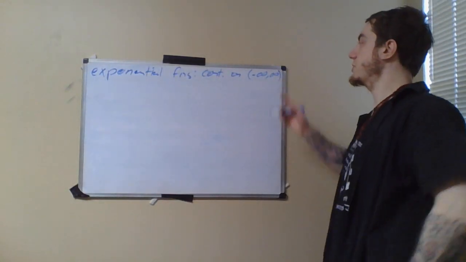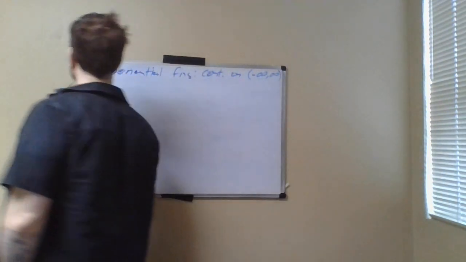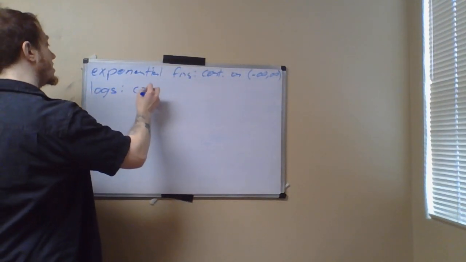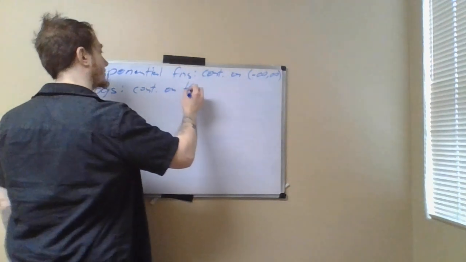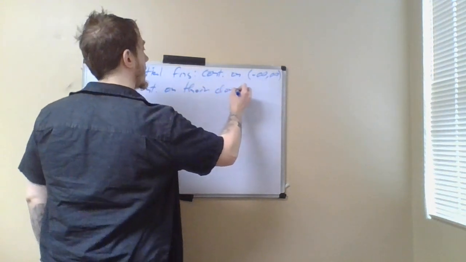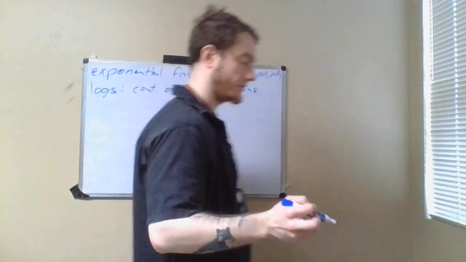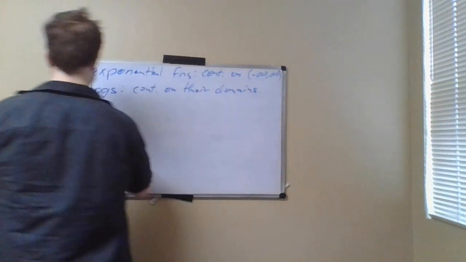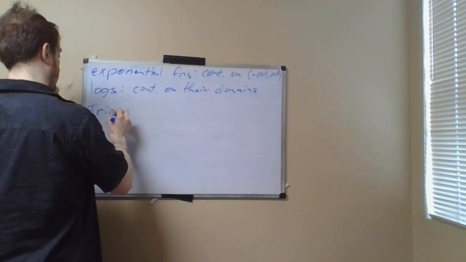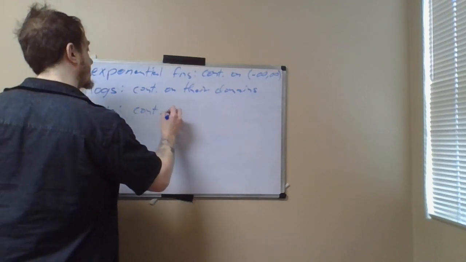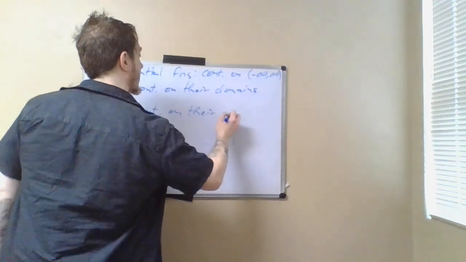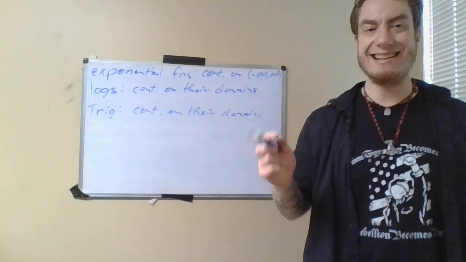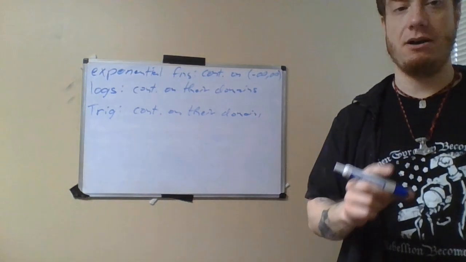All right, so exponential functions are continuous on the entire real number line. Logs are continuous on their domains. And let's see, trig functions. These are also continuous on their domains. Now, the fact that these are continuous is not necessarily obvious off the bat, okay?